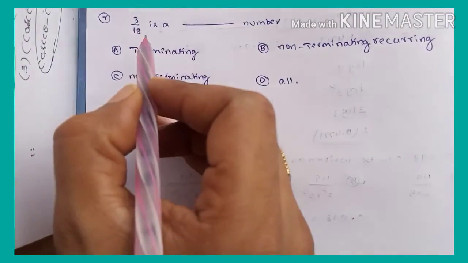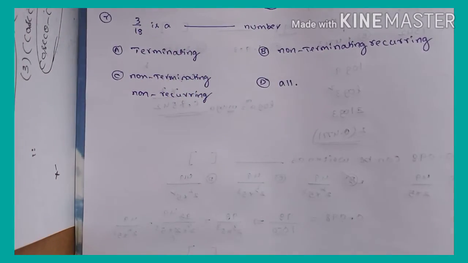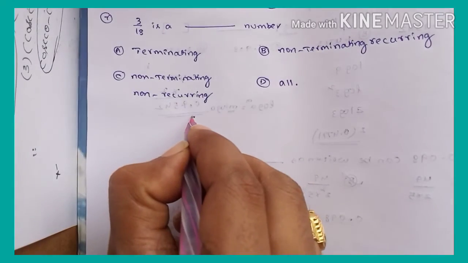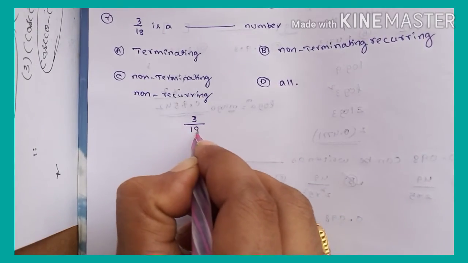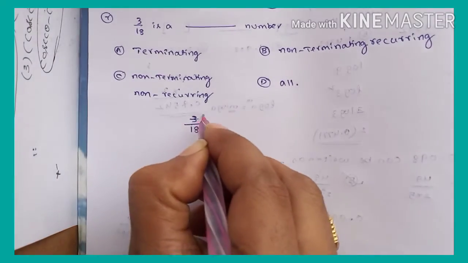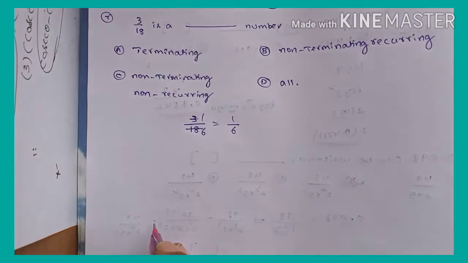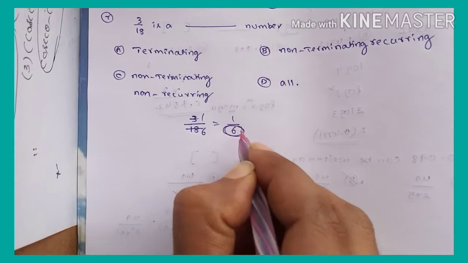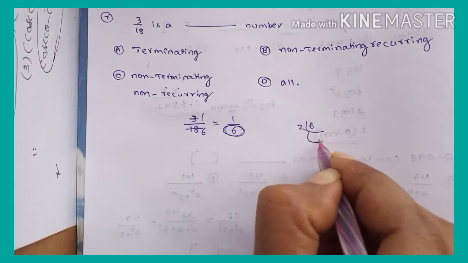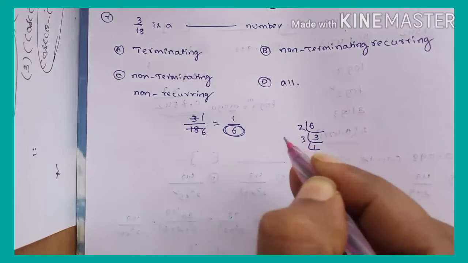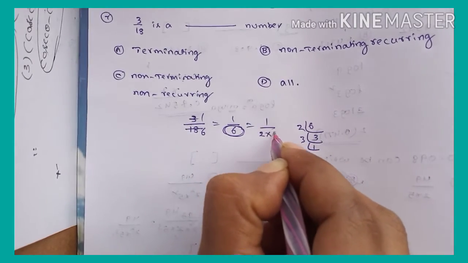Now 3 by 18 is a dash number. Here we can decide based on the denominator factors. 3 by 18: 3 ones are 3, 3 sixes are 18, so they cancel. The remaining value is 1 by 6. Now the factorization of 6 you can write as 2 into 3, so 1 by 2 into 3.